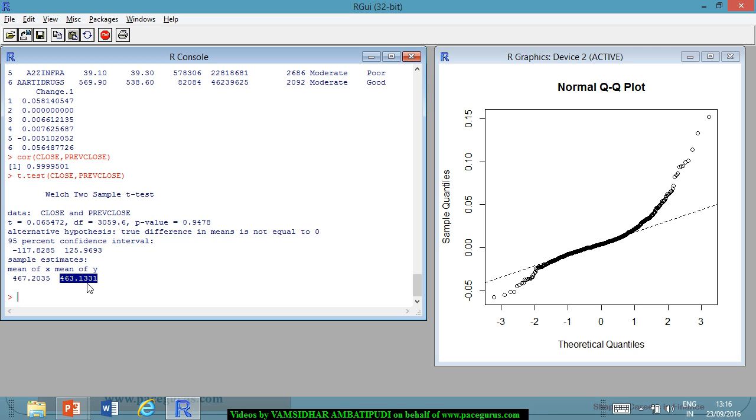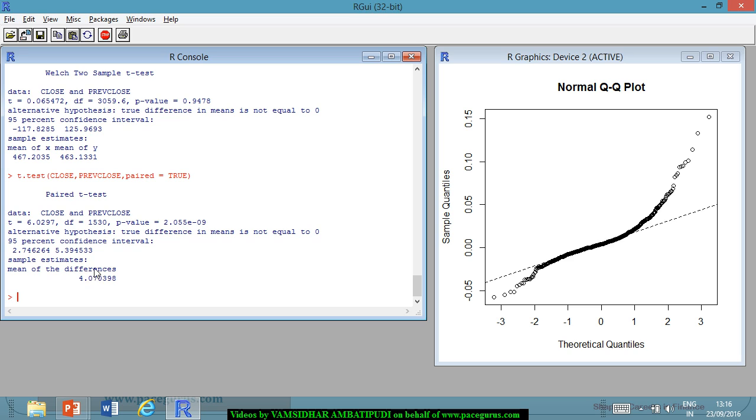So I am able to say that the means are not drastically different between the close and the previous close. But this computation has assumed that close and previous close are completely independent, with no relationship between these two sets of observations. Whereas if I say they are not independent, they are paired, then it's better that I execute the same test on close and previous close, where I set one additional variable called paired equal to true. Now if I do this test, you see the difference. The p-value came out to be 2.055 times 10 to the power of minus 9, which means you have rejected the null hypothesis.